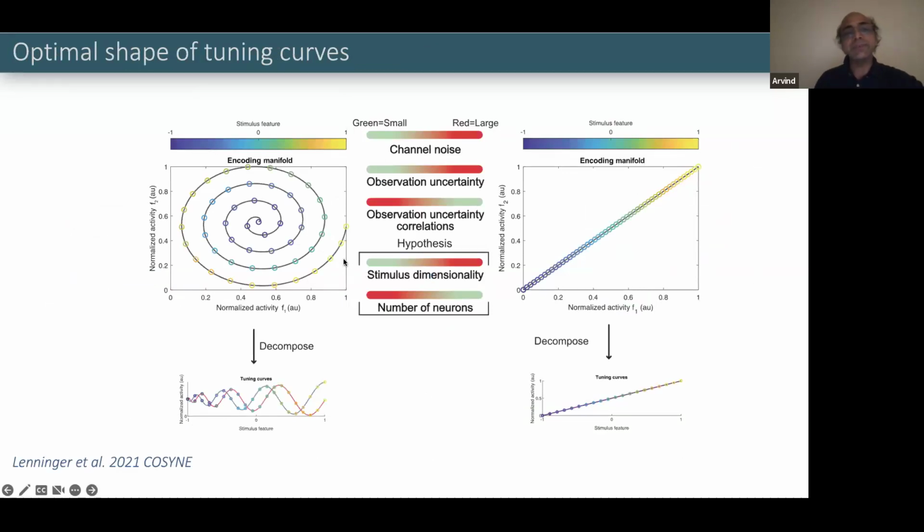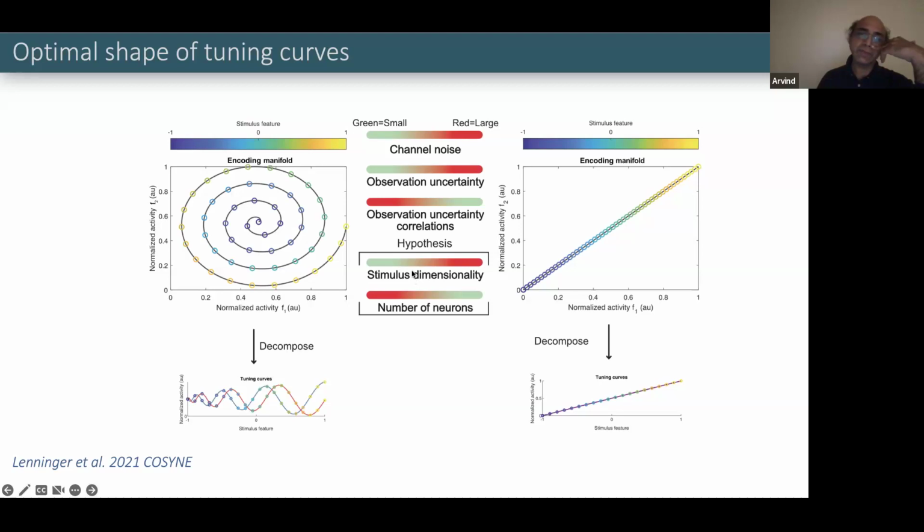So based on all this, we came up with these heuristics. On one extreme, we have these folded tuning curves or encoding manifolds, completely stretched out. These manifolds are good with low channel noise and low observation uncertainty, obviously, because there's a risk of threshold distortion, and what you want is as small an error as possible. Most likely you also want very weak background activity. On the other hand, if you have correlations, then these are pretty bad if the sensor noise is correlated. By contrast, these are very good.